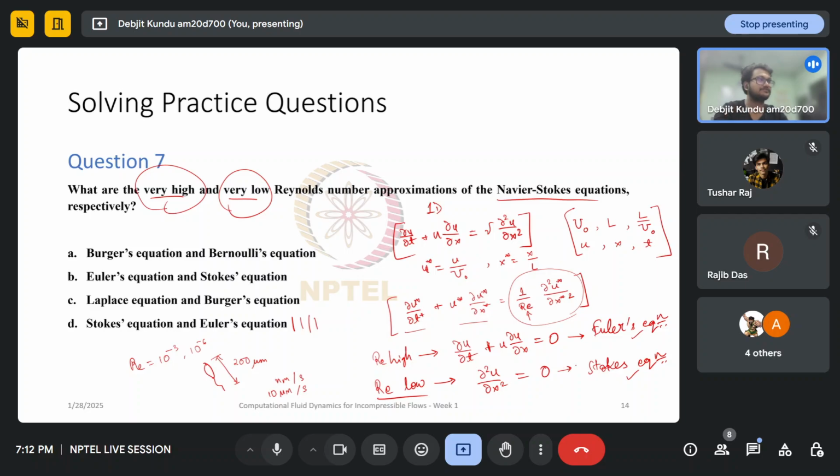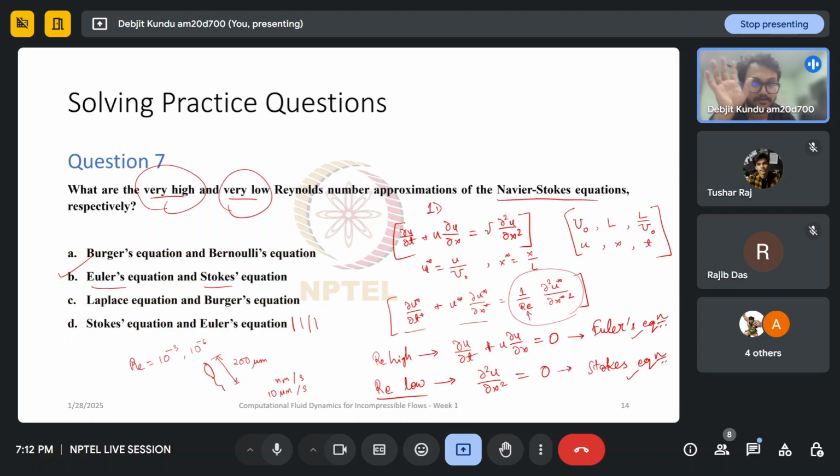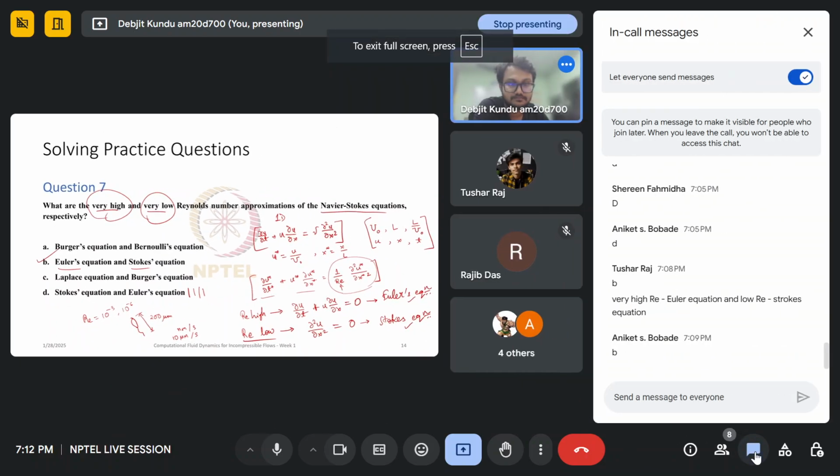So now coming back to this question, very high and very low Reynolds number approximation. As I told over here, high should be Euler's and low should be Stokes. So option B should be the correct answer. Let's look at the correct solution. Yeah, so it's option B. This might be a bit involved, so I'll go back and let you ask any questions that you may have. Any questions on this?